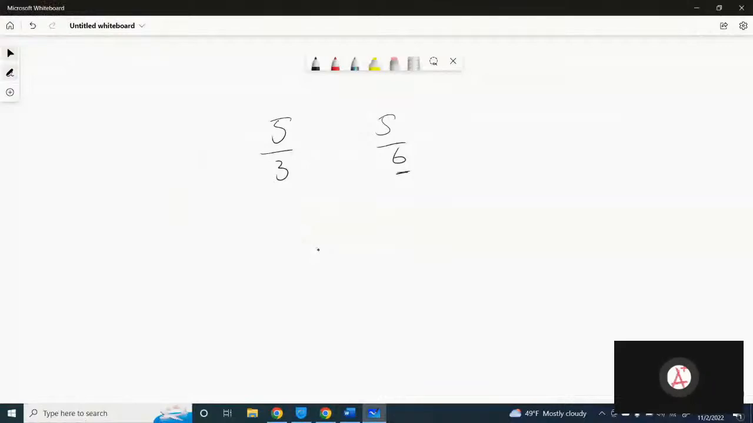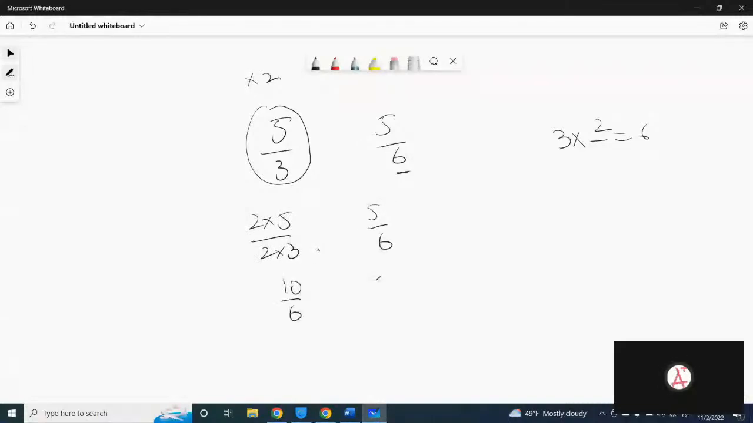Got it? So you did 3 times what number makes 6? 3 times 2 makes 6. So you need to multiply this fraction by 2. Got it? So it would be 2 times 5 divided by 2 times 3. So 2 times 5 is 10, 10 over 6, and then it is 5 over 6. Got it? So 10 over 6 and 5 over 6.